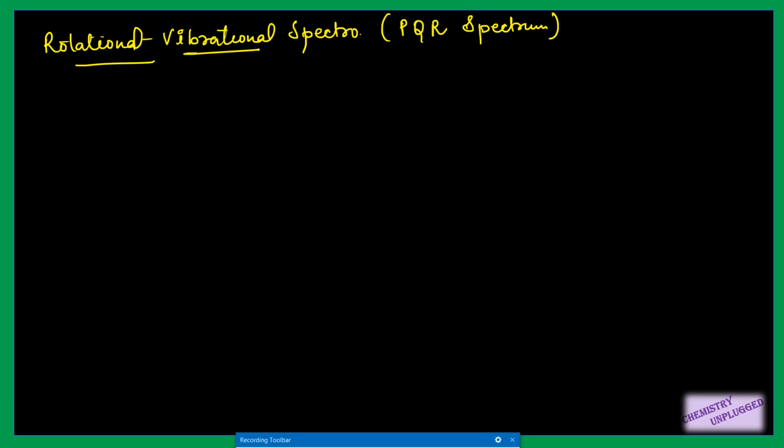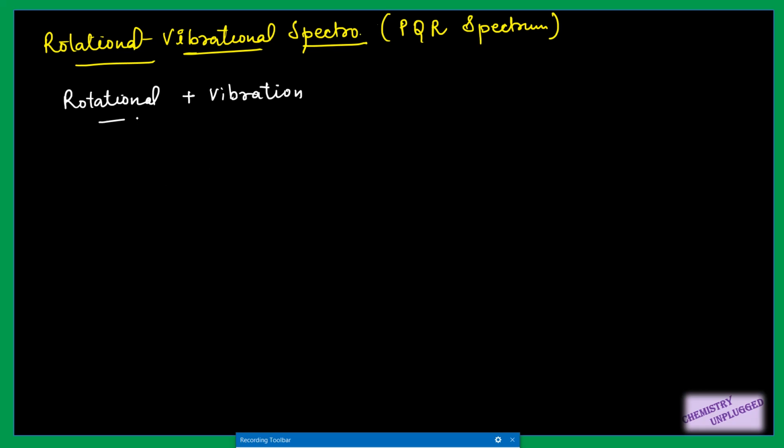Then the next part is very important, that is rotational vibrational spectroscopy, which is also called a PQR spectrum. So what is the meaning of it? It means that when we are considering a vibrational motion, when we give a molecule energy sufficient for a vibrational transition, it is also possible that there will be a change in its rotational levels. Means there is rotational as well as vibrational motion in the molecule simultaneously.